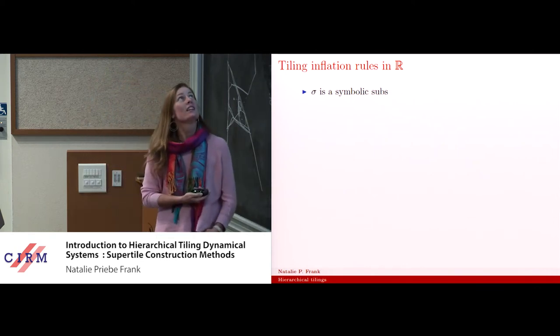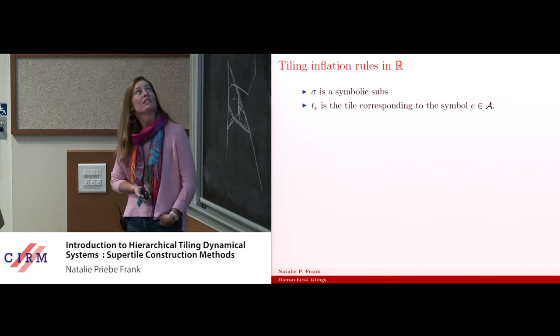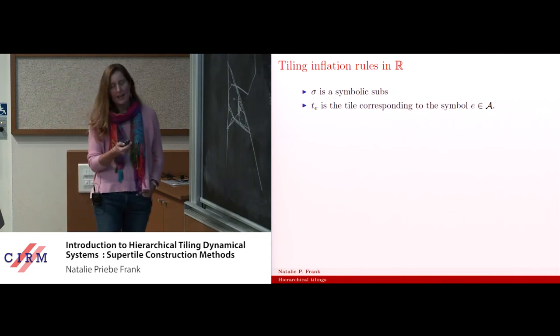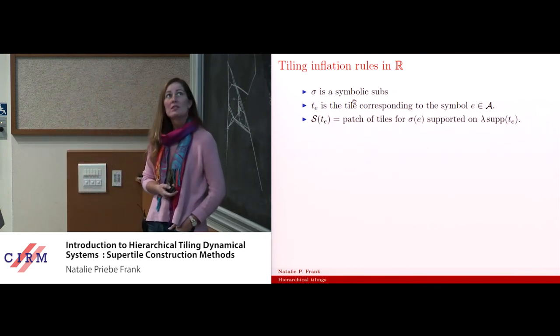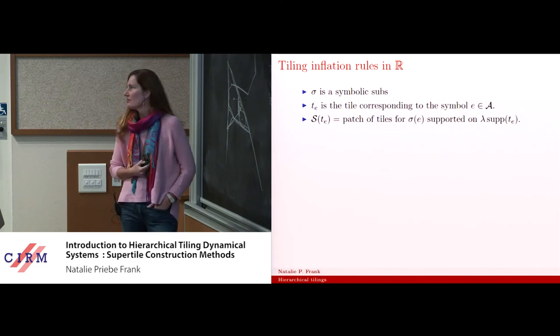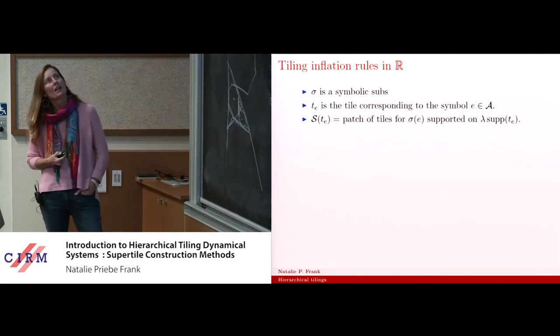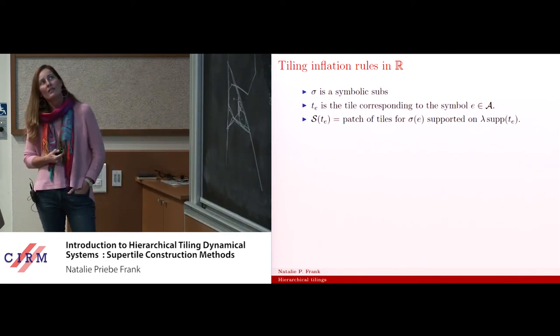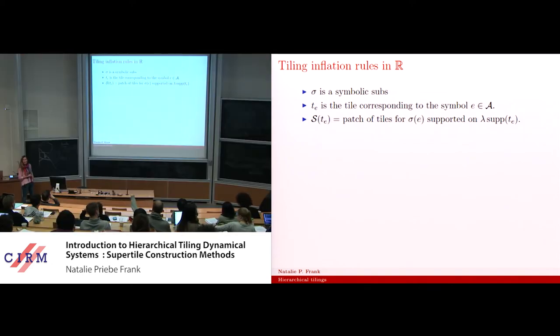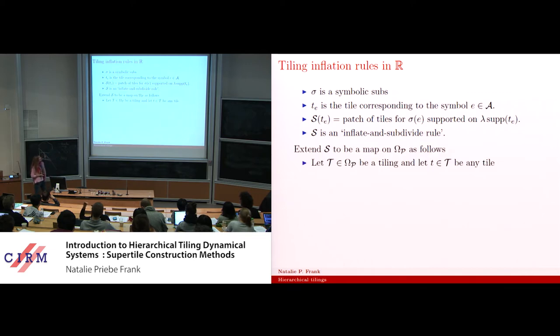Okay, so the general situation, you get yourself a symbolic substitution of any sort on any number of symbols. You get the right tile sizes. You get your lambda, and you define your substitution to be the patch of tiles in the order specified by sigma of E, and you support it on lambda times whatever the support of T sub E is. And in general, we use the terminology inflate and subdivide rule.